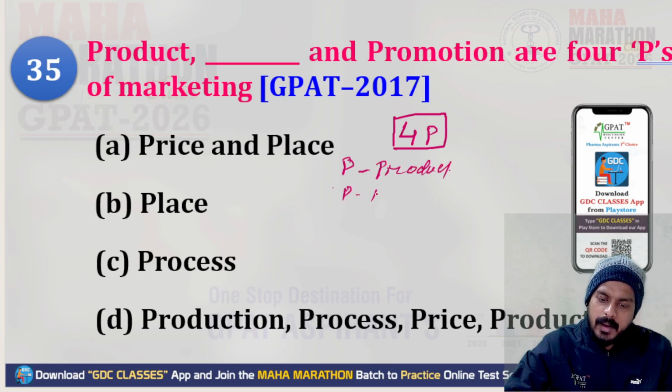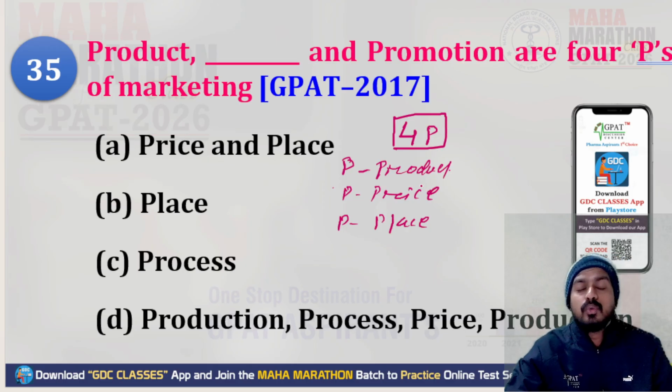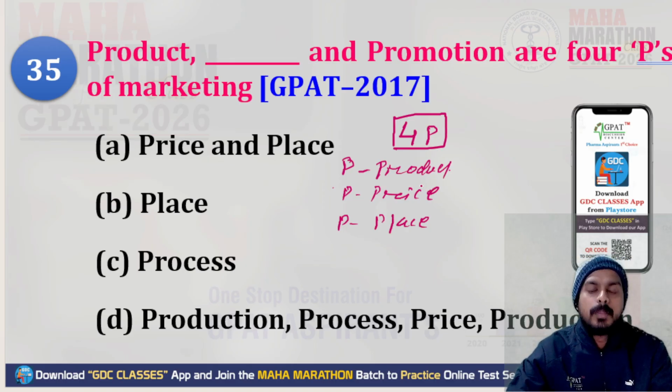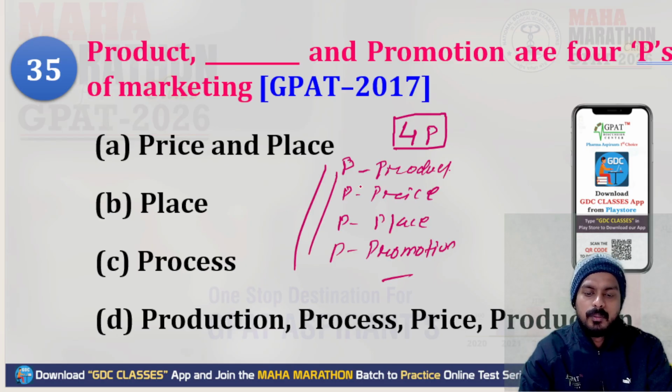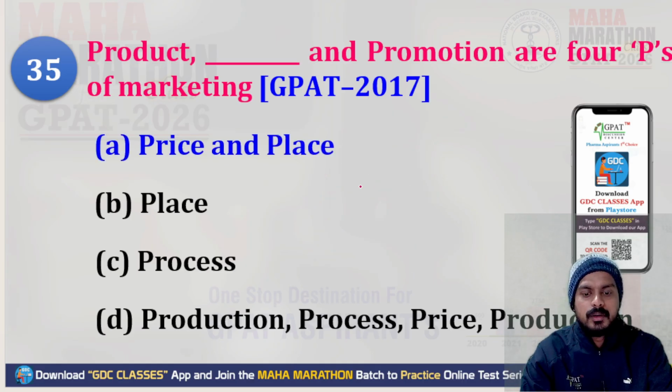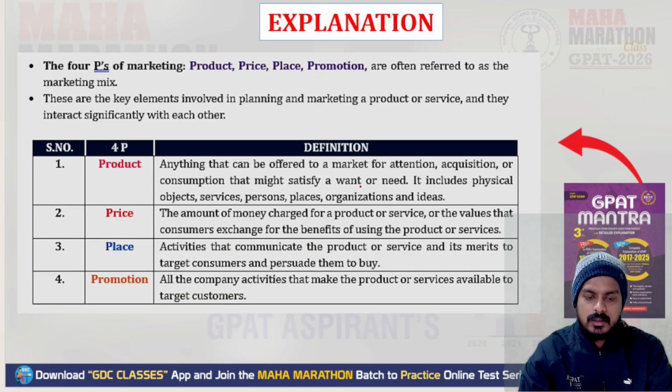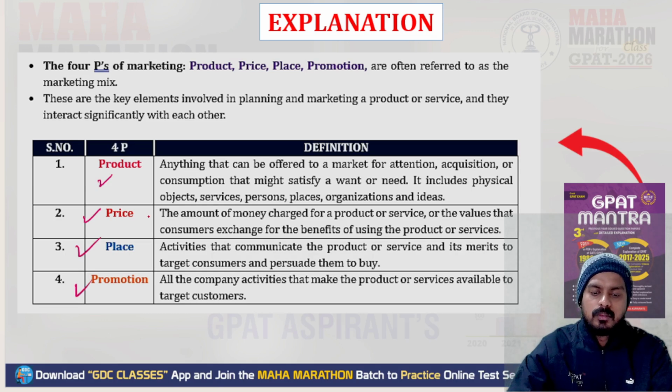Second P is your price, what price you are going to sell. Next is place, that means what you are targeting, the targeting group of location or group of people. Last is promotion, how you are going to promote your product. So these are the 4 P's of the product.